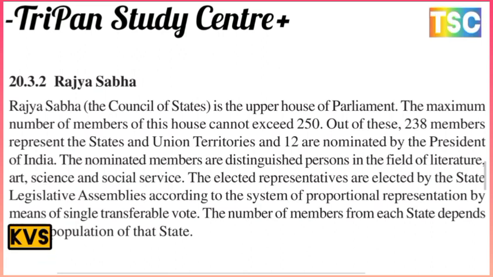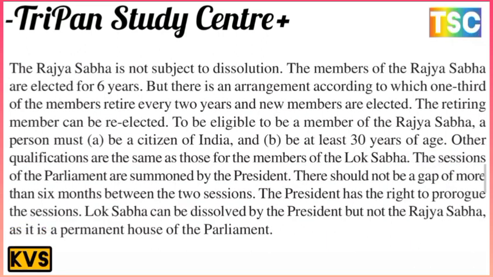The elected representatives are elected by the state legislative assemblies according to the system of proportional representation by means of a single transferable vote. The number of members for each state depends on the population of that state. The Rajya Sabha is not subject to dissolution. The members of the Rajya Sabha are elected for 6 years, but one-third of the members retire every 2 years and new members are elected.